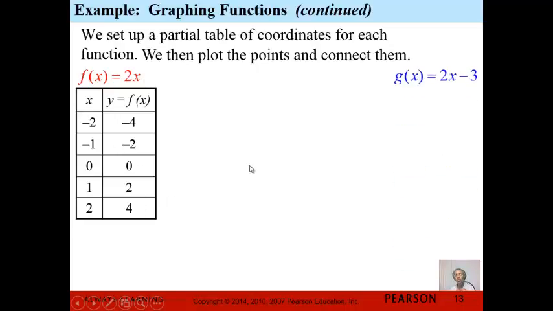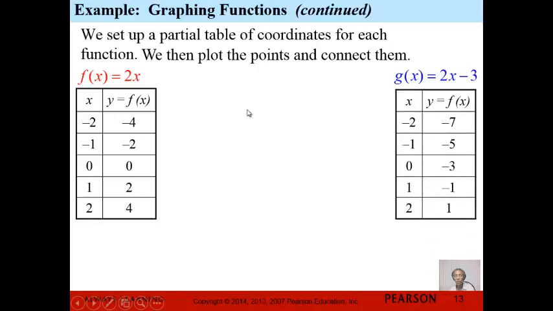So let's use blue to represent g of x. And notice when you pick your x, you multiply it by 2, and then you subtract 3. Well, we've already done 2 times x over here. So all we really need to do for these same x values is to subtract 3 from these y values for f of x equal 2x. And we'll have the y values for g of x.